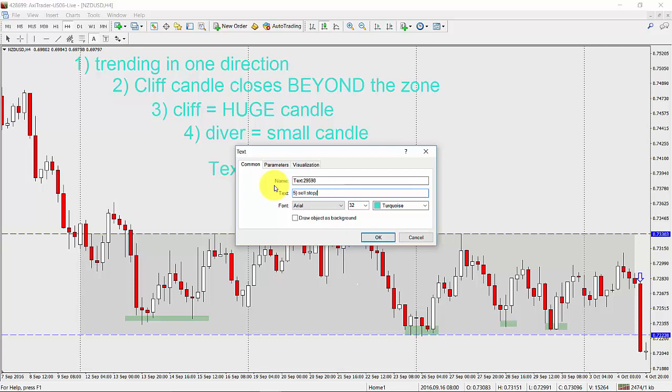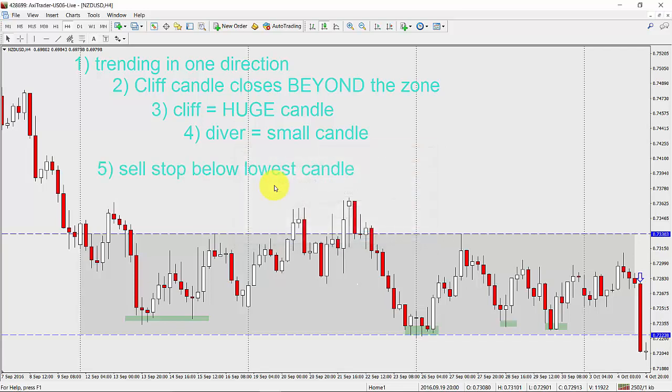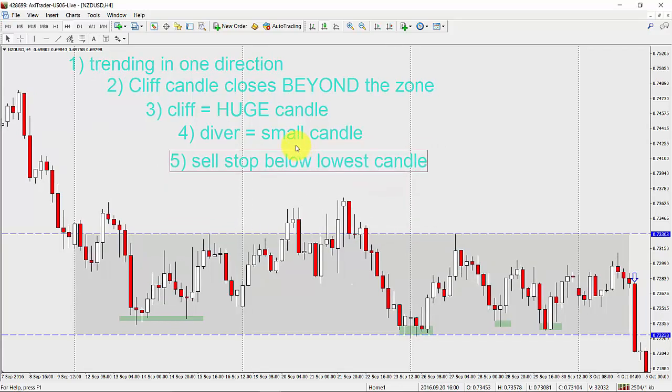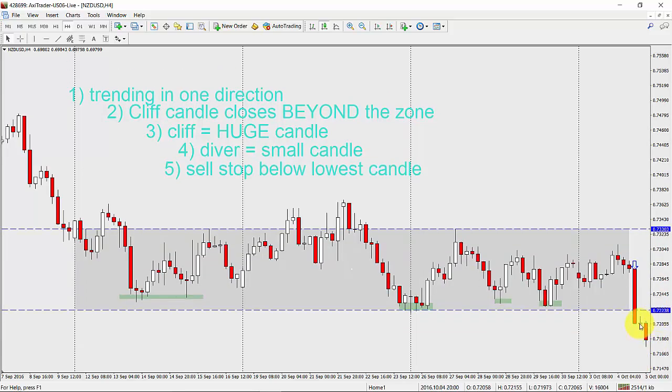So I'll just put the bearish rules here. The bullish rules are obviously the opposite. Sell stop below lowest candle. There's only two candles in the Acapulco formation. So if the cliff is lower, then the order goes below that. If the diver is lower, then the order goes below that. It does not matter. The only thing that matters is that your diver candle does not snap back up and close above the zone. If that happens, it's a no trade.